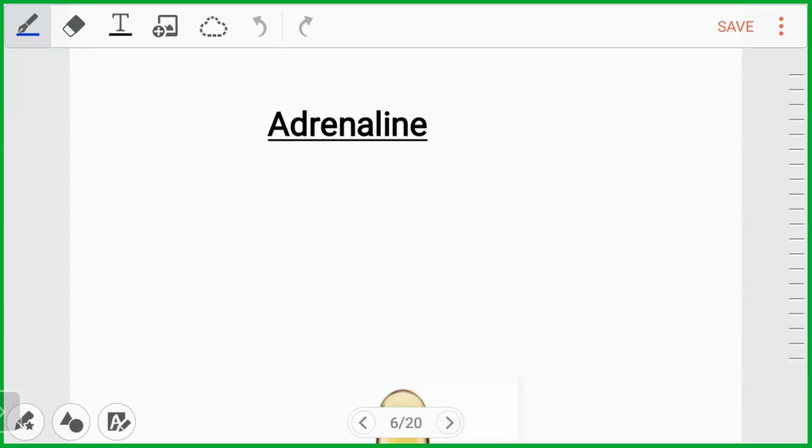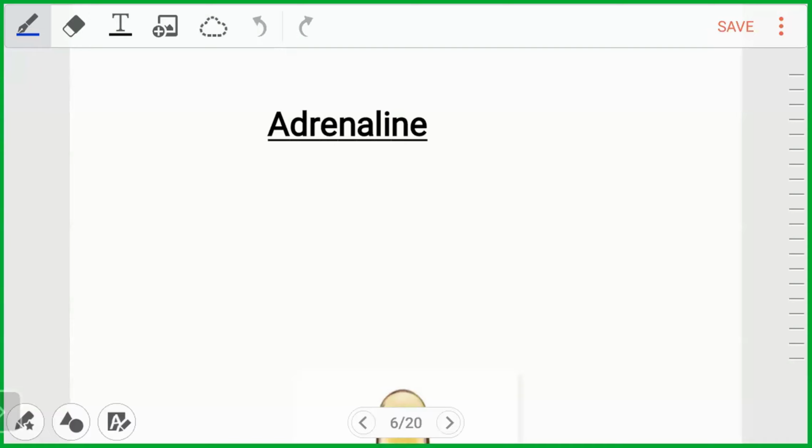Adrenaline gland is located along with the renal, both right and left kidneys. On top of the kidneys, we can see the adrenaline gland. The adrenaline gland can be divided into two: the adrenaline cortex and medulla.